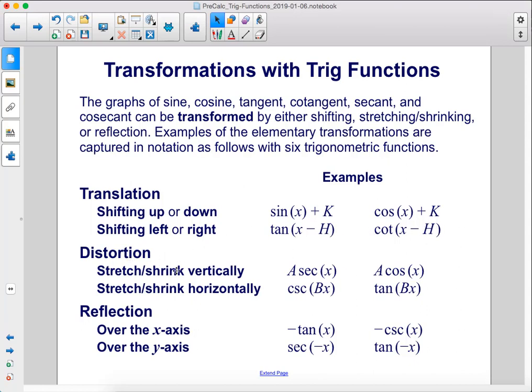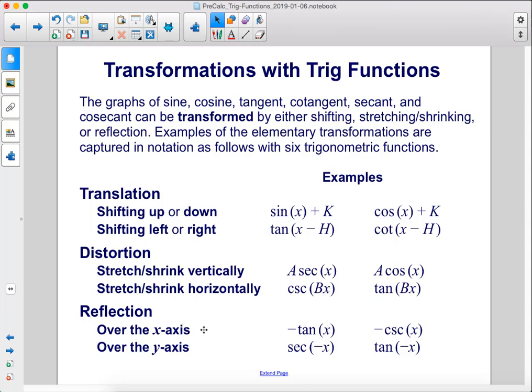Distortion. Stretching or shrinking vertically. We have a times the secant of x, or a times the cosine of x. Stretching, shrinking horizontally. Cosecant of bx, tangent of bx. So here we have a coefficient outside the function, or we have the coefficient inside of the parentheses.